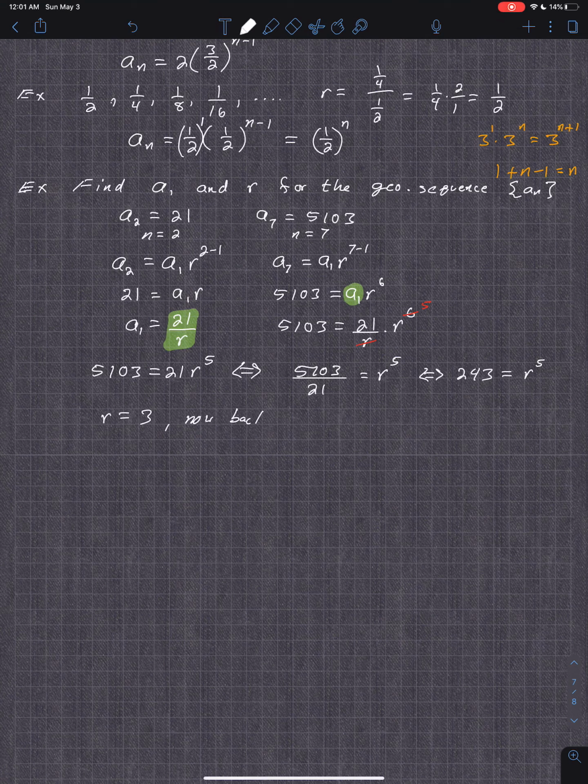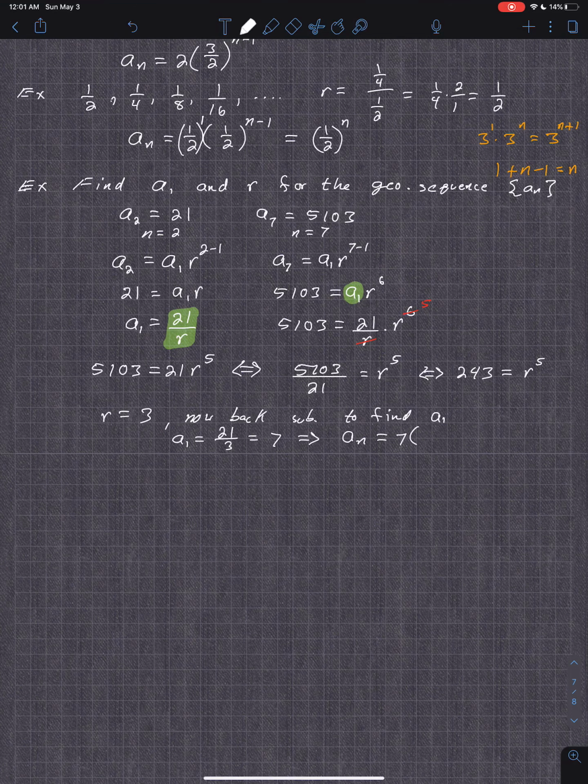Now back substitute. To find what? To find A1. Okay, so to find A1, A1 is equal to 21 over 3. So that's 7. Okay, so that implies that A sub n, our nth term of the sequence, is 7 times 3 to the n minus 1.